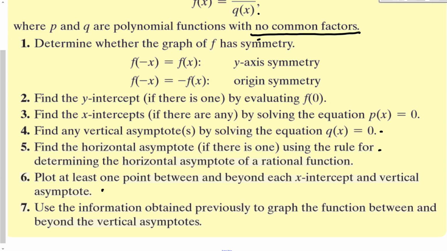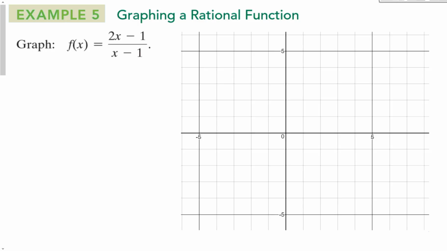Okay, so let's try one. Step one, determine symmetry. So we're going to plug in negative x. That turns into negative 2x minus 1 over negative x minus 1.